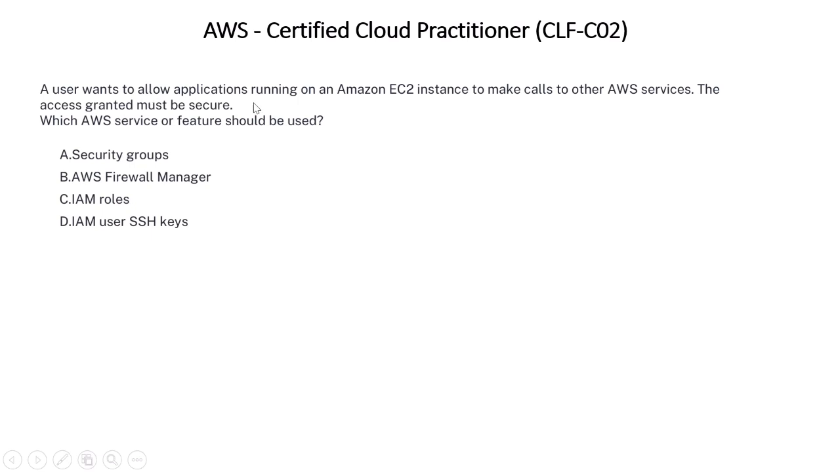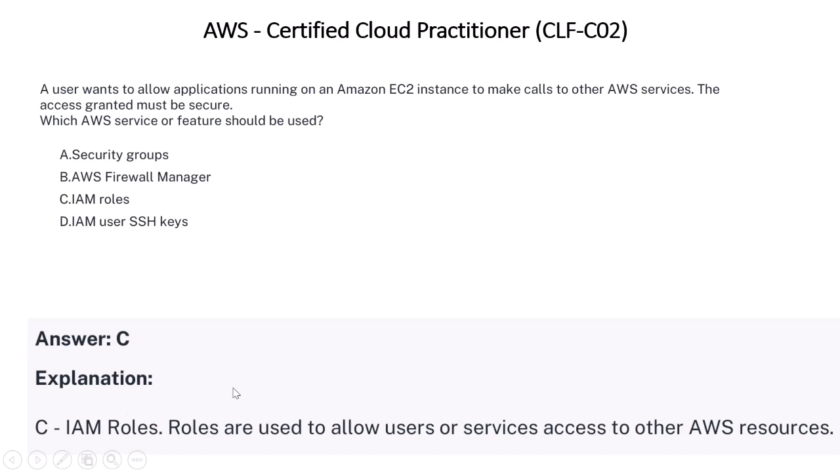Next one. A user wants to allow applications running on an Amazon EC2 instance to make calls to other AWS services. The access granted must be secure. Which AWS service or feature should be used? The options are option A, security groups. Option B, AWS Firewall Manager. Option C, IAM roles. Option D, IAM user SSH keys. The correct answer is option C, IAM roles. Roles are used to allow users or services access to other AWS resources.